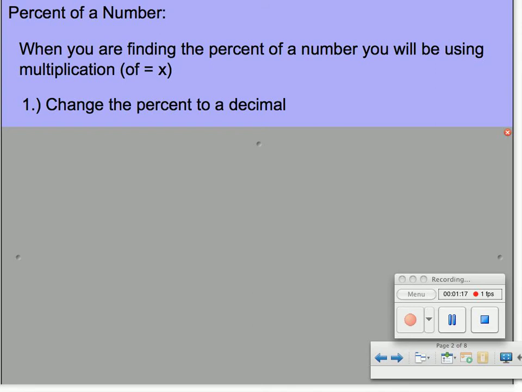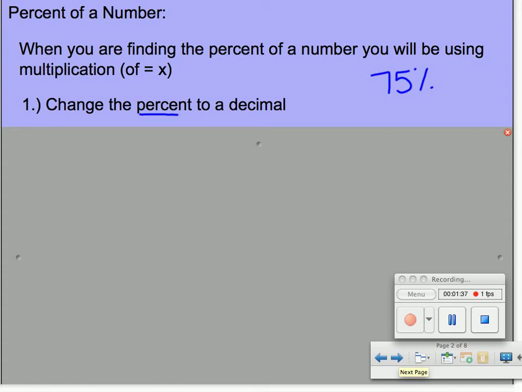Move the decimal 2 places to the right. Wait, I have a percent, and I'd like to go to a decimal. What do you think? 2 places to the left. 2 places to the left, right?